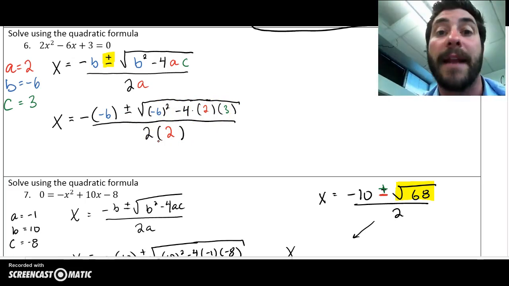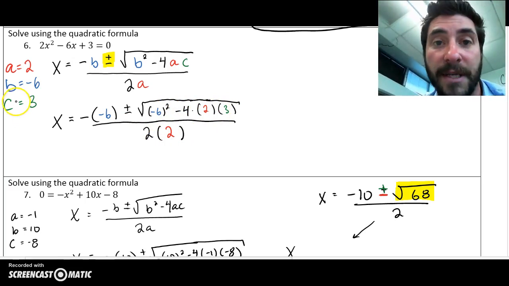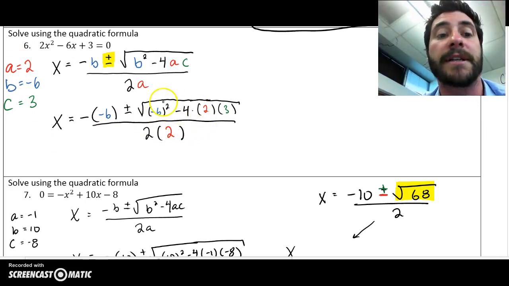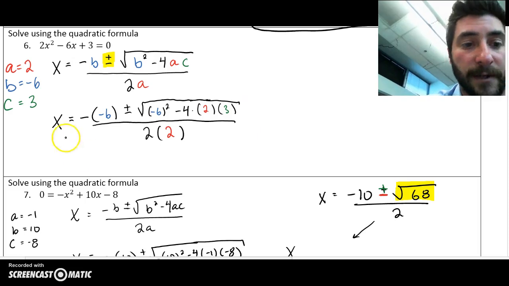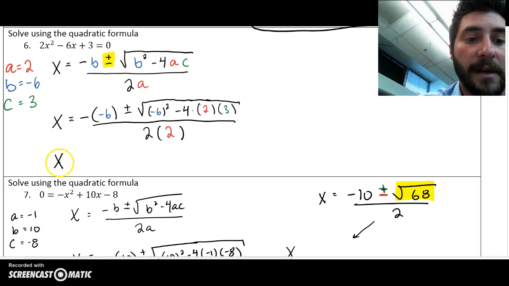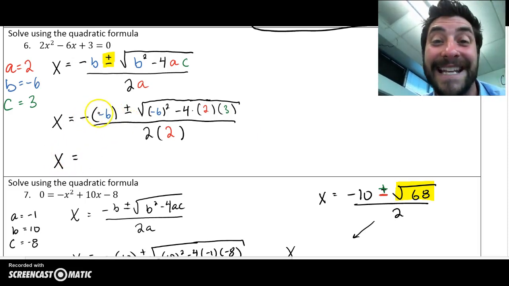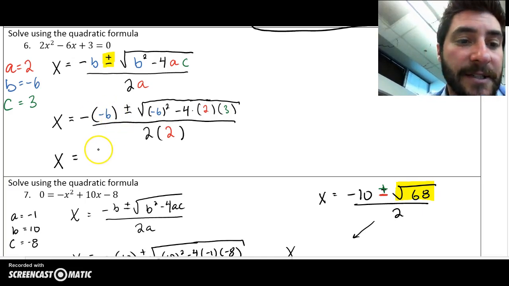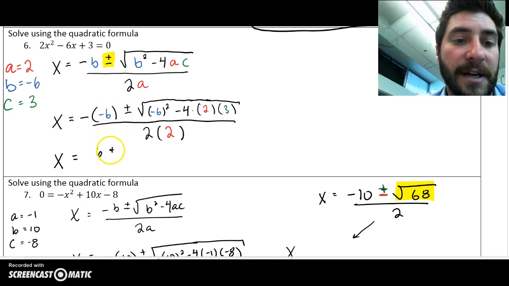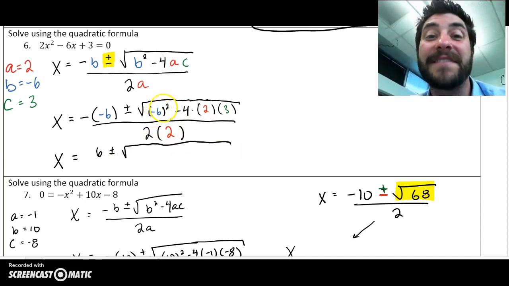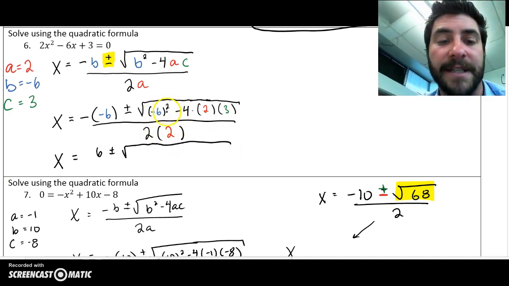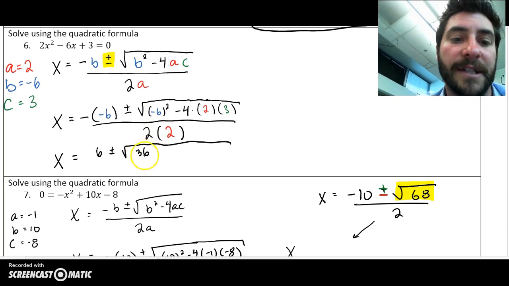Now let's simplify. I've identified a, b, and c. I've substituted the values in. Now let's simplify. Let's do it down below. x equals negative 6, or the opposite of negative 6. So x equals positive 6 plus or minus the square root of negative 6 squared. Negative 6 times negative 6 is positive 36.